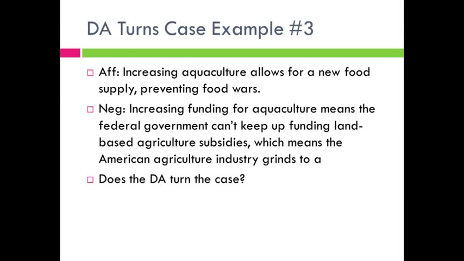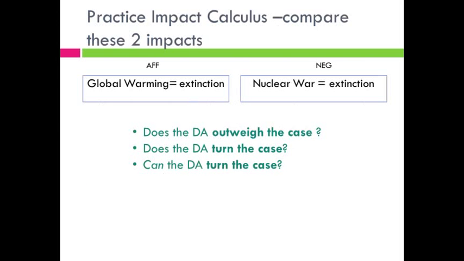So that's just a reason why this Disad would turn the case, but we have to discuss that, right? And you have to be persuasive and explain why that happens. So let's practice some impact calculus. Let's compare these two impacts, okay? So AF is global warming caused extinction, and neg is nuclear war caused extinction. So does the Disad outweigh the case? Does the Disad turn the case? And can the Disad turn the case, right?